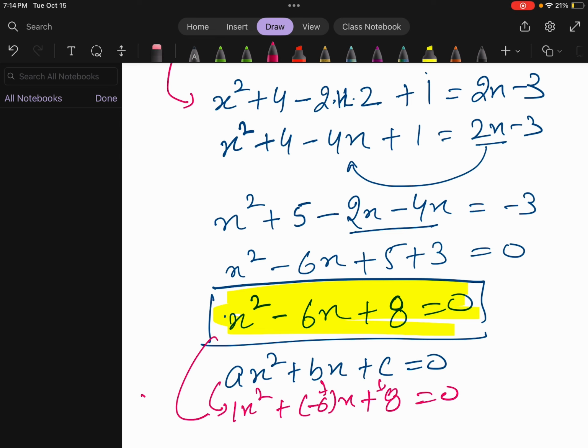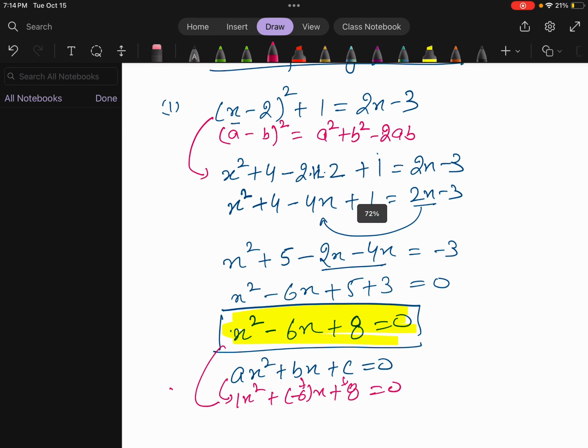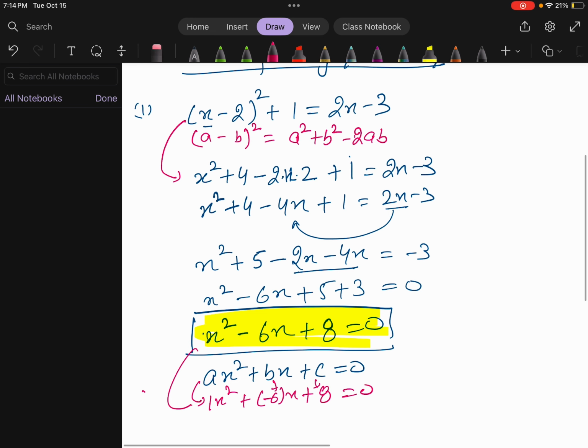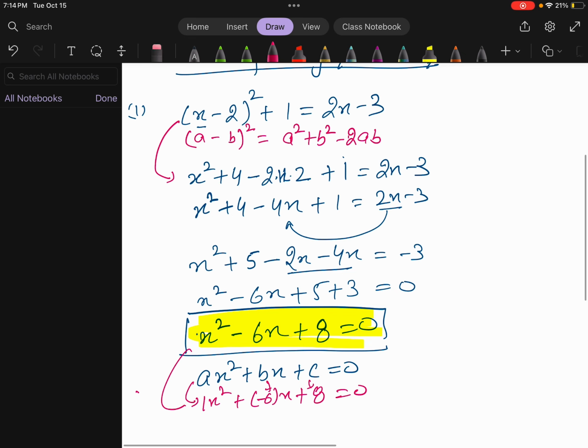So we can say that the given equation is a quadratic equation. So this is in the form of ax square plus bx plus c is equal to 0. Clear?